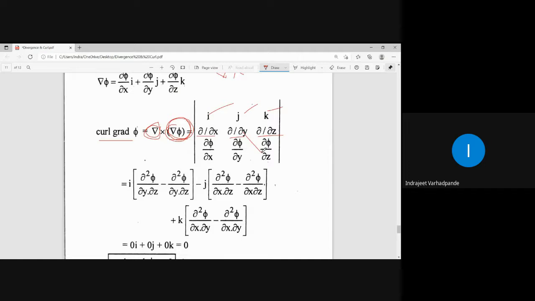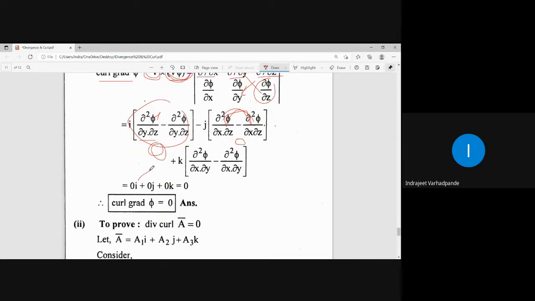Cross multiply, take the derivative. Del by del y of this is del 2 phi by del y del z. Del by del z of this is del 2 phi by del y del z. दोनों quantity same है तो क्या आएगा आंसर 0. Similarly, these two derivatives will also be same, 0. So 0i plus 0j plus 0k is 0. So curl of grad phi is 0.